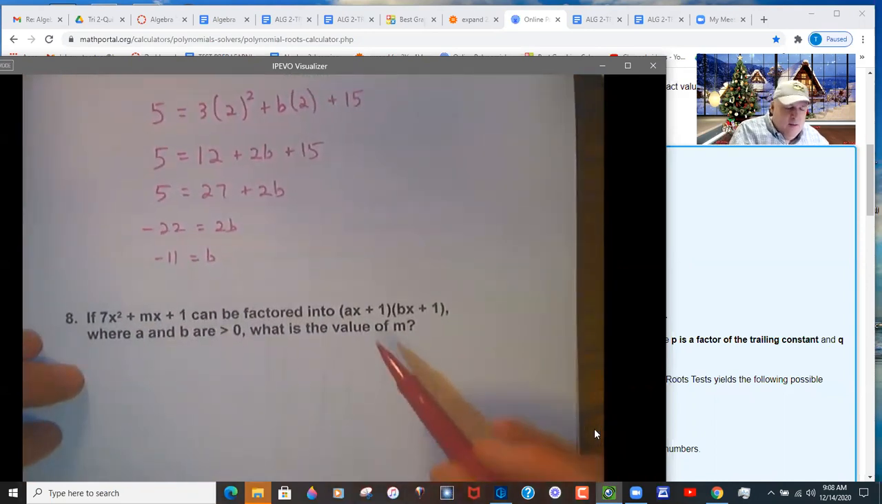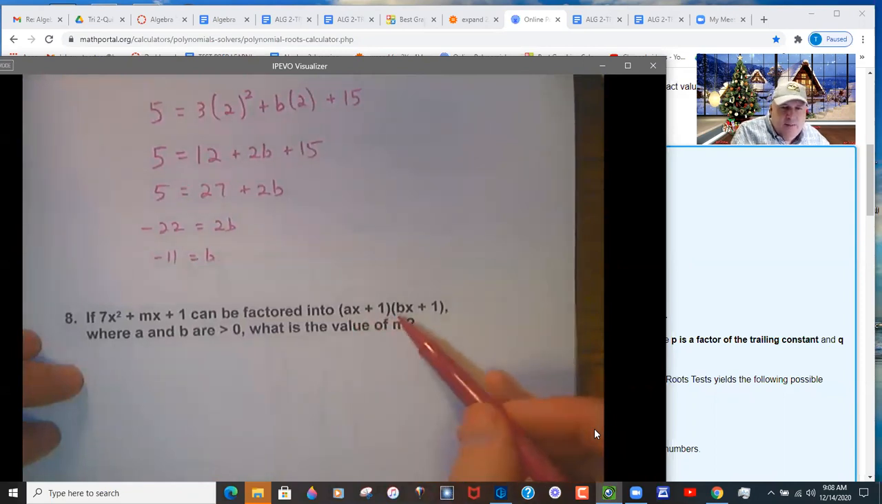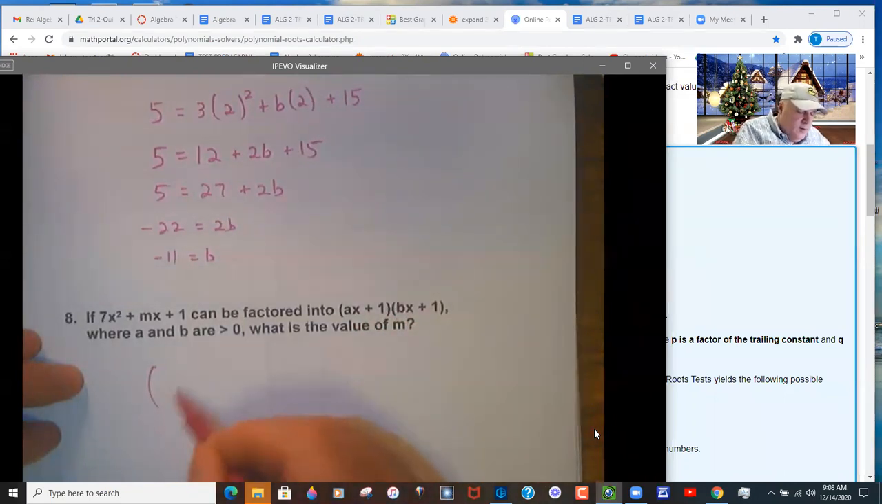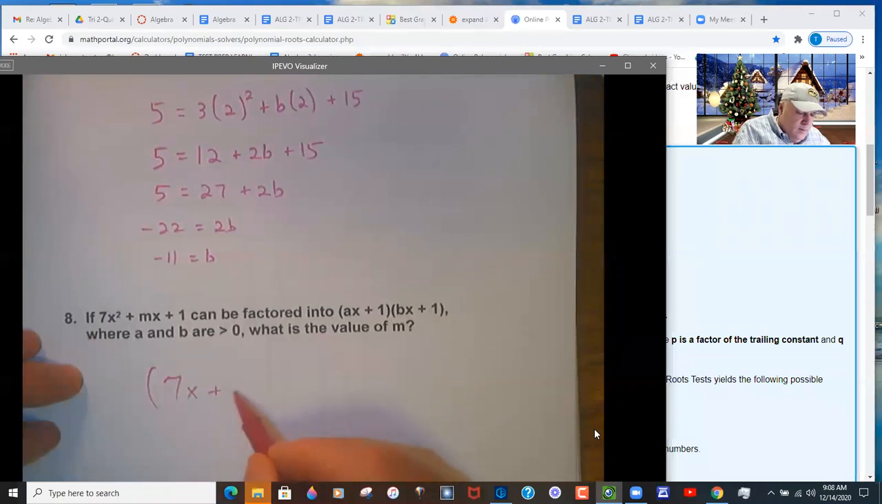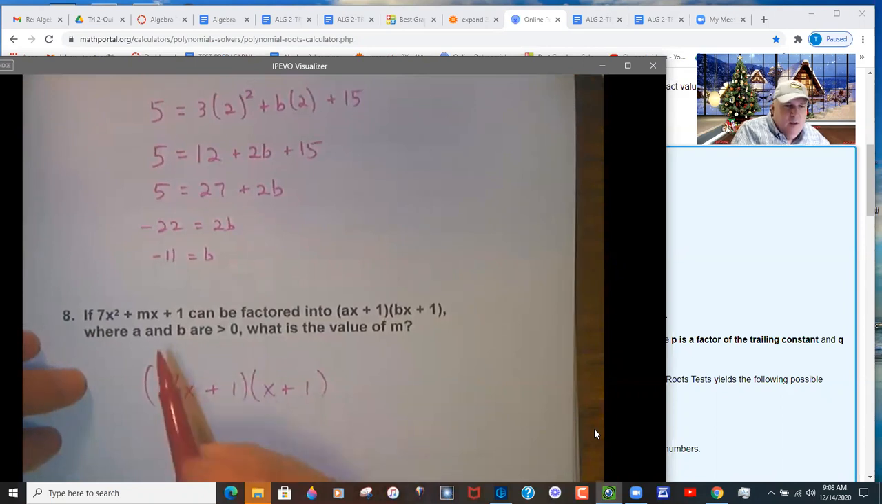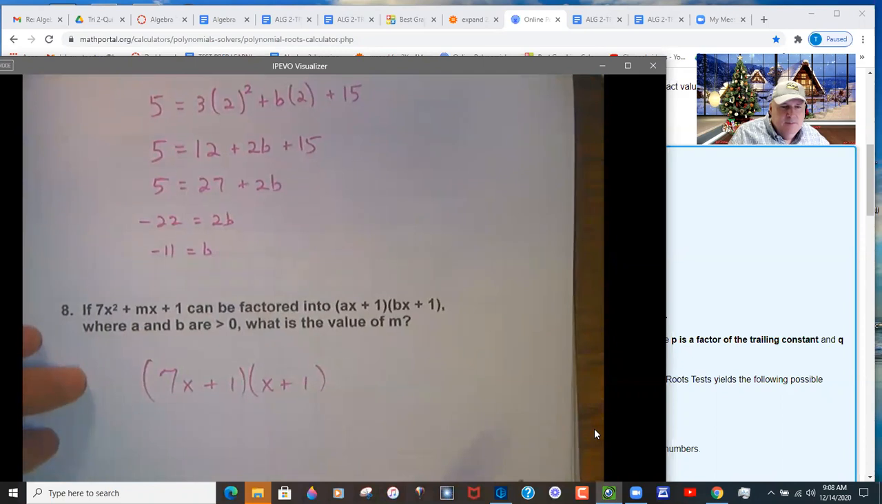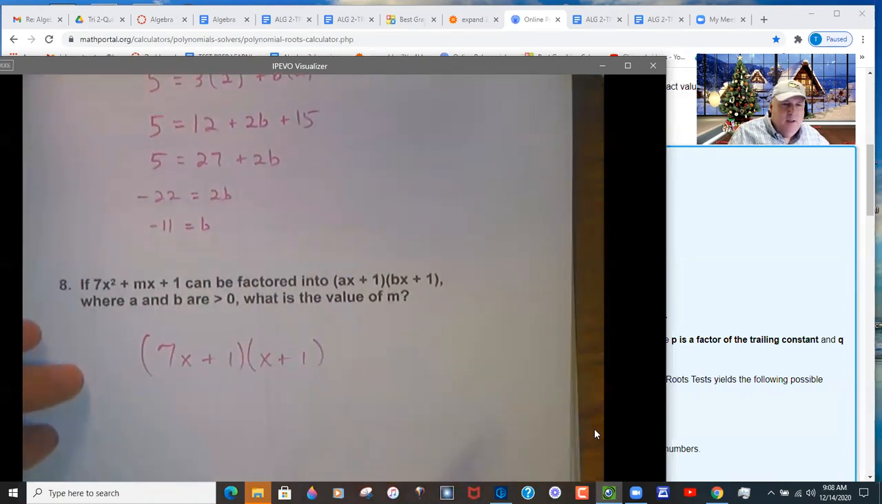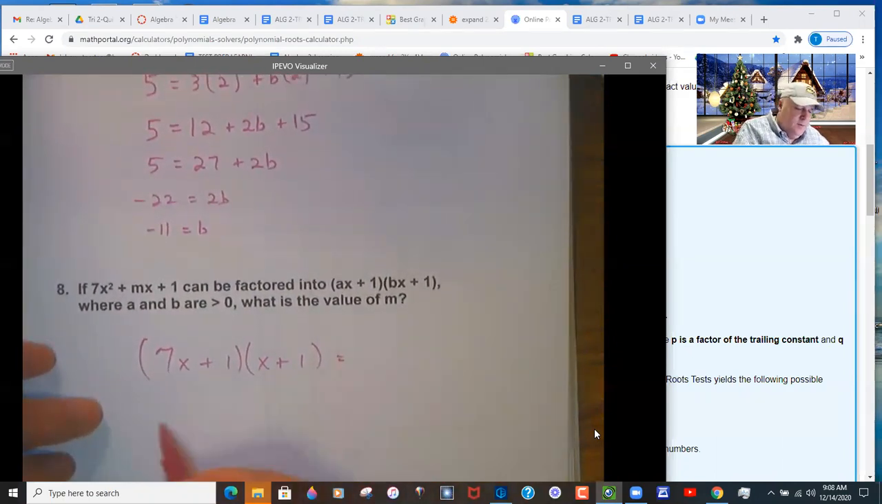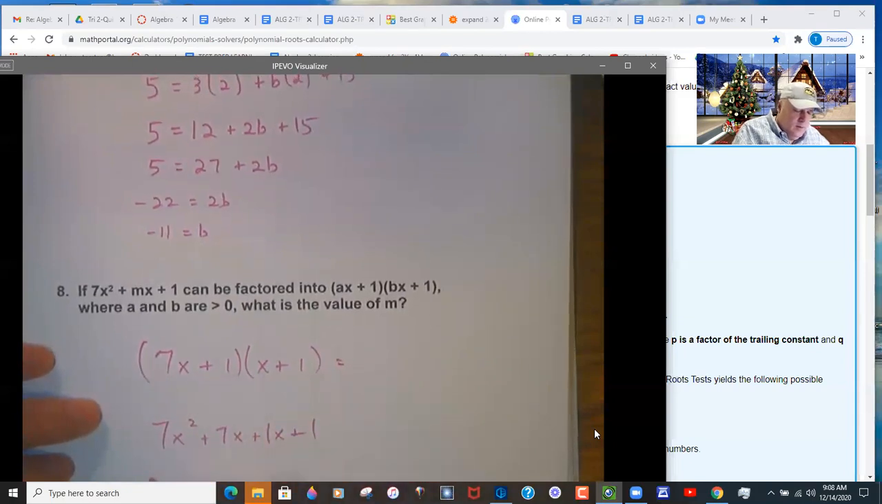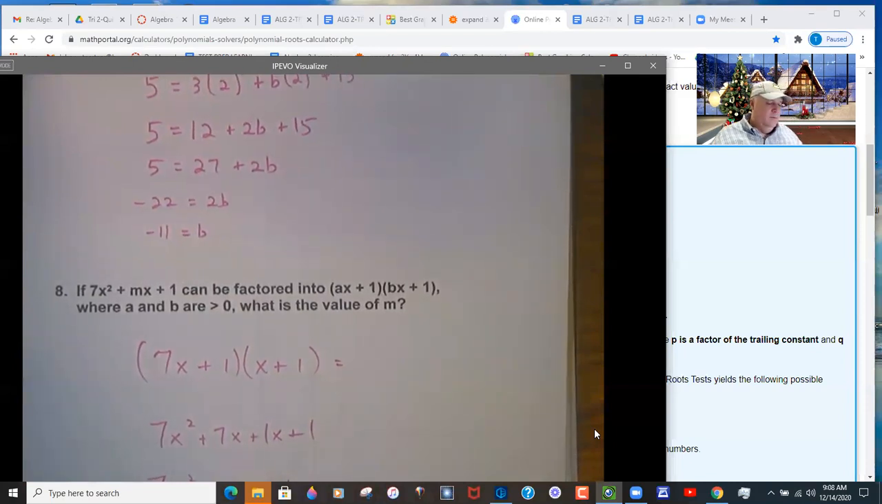All right, problem 8. So if you think in terms of the FOIL process, it has to be 7 and 1. It doesn't matter where the 7 and 1 go. There's no other way that you can break that apart. So what does m have to be? Well, when you do the FOIL process, plus 1x plus 1, so 8x has to be. Pretty simple. I think worth doing.